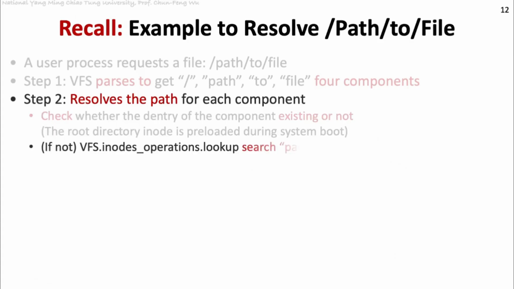Second, if the path directory is not inside memory, so the dentry object is not created, then VFS will run the inode operation, the lookup. We first look up whether it is created or not, and if it is not, then we create a new dentry for this path. How to create it? Think about it: because this directory is under the root, we can use the root pointer to point to the inode object, for example, like this.